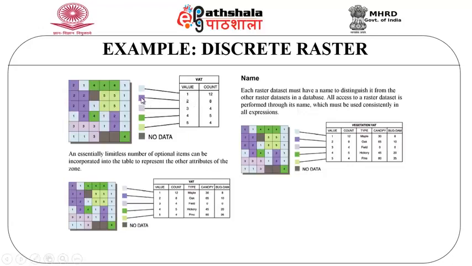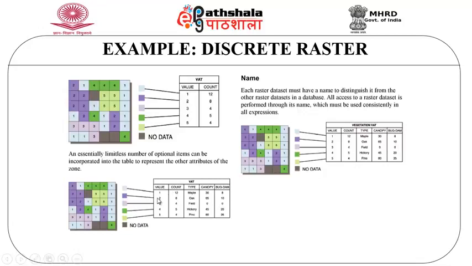Similarly, the purple color square which has a value of 2, the count is about 8. So it goes on like this. Here each raster data set must have some name to distinguish it from other raster data sets in a database. All access to the raster data set is performed through its name, which must be used consistently in all other kinds of representations and expressions.